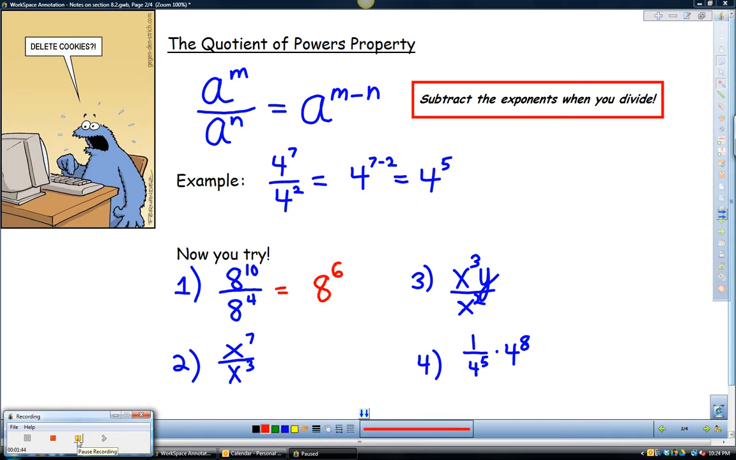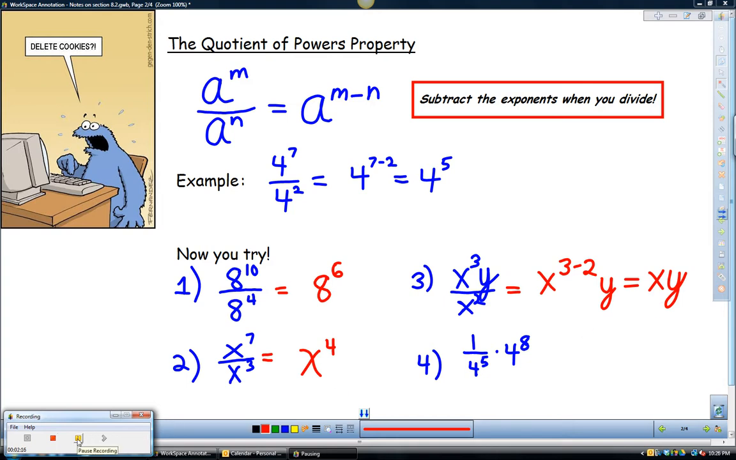Here's the answer to the first one. 10 minus 4 gives you 6. Number 2, again, we just subtract the exponents and get x to the 4th. Here on number 3, you have to be careful because you have x's and you have a y. So handle the x's by subtracting. That gives you x to the 3 minus 2, which is x to the first, or x. And then you have just the y by itself, giving you xy.